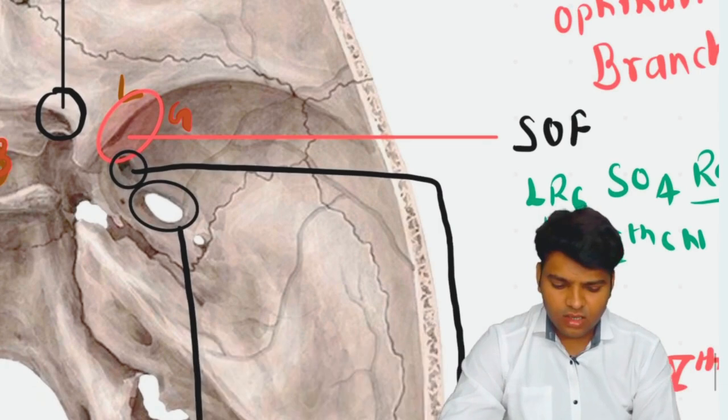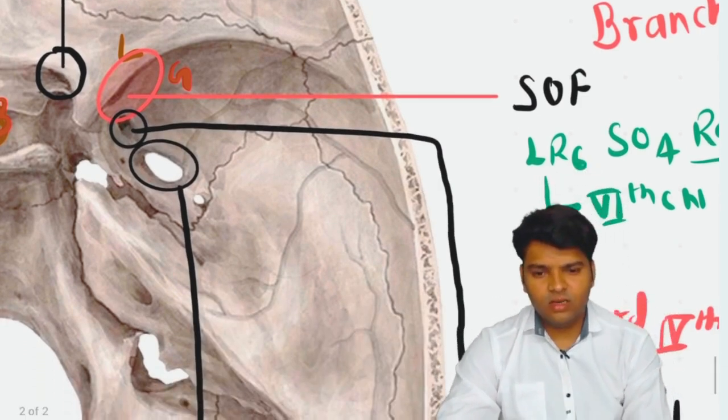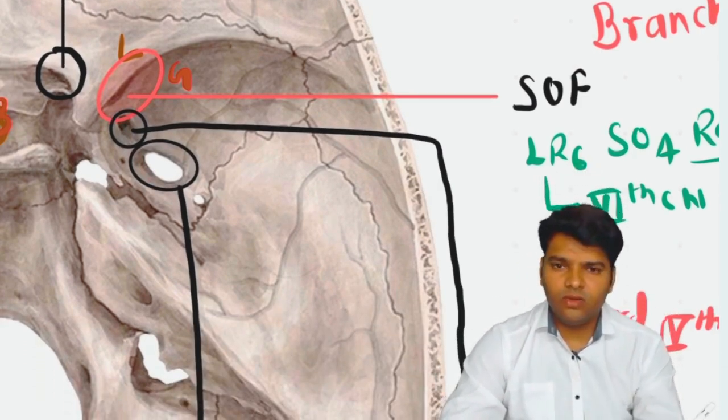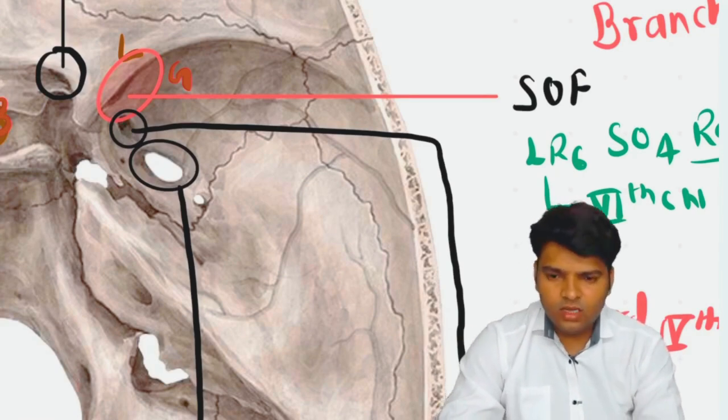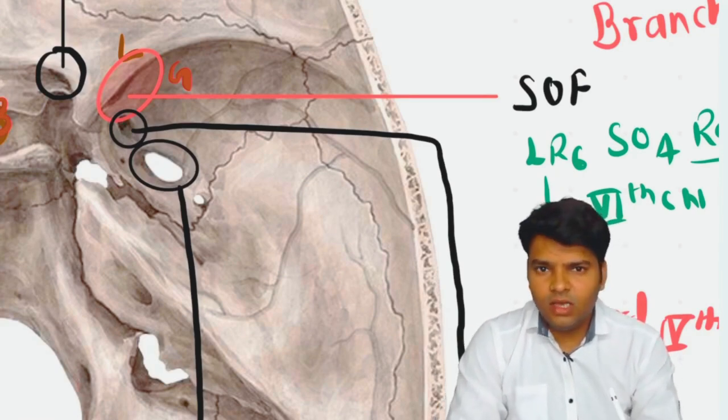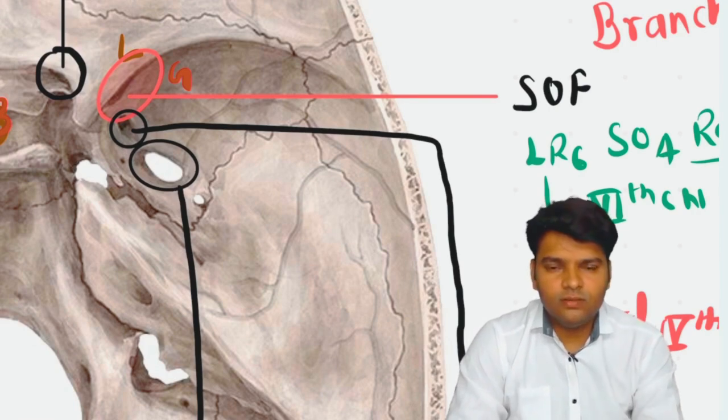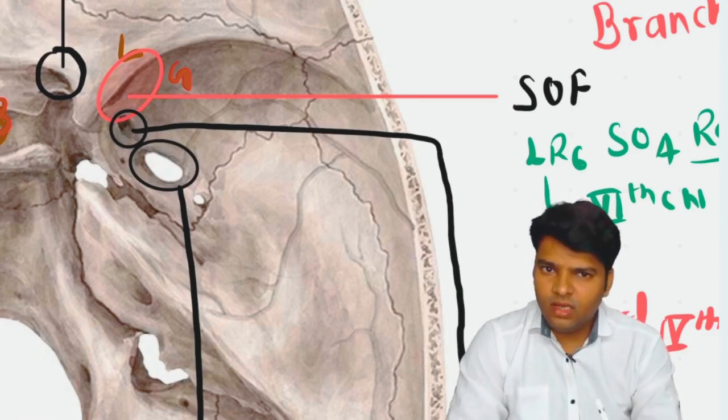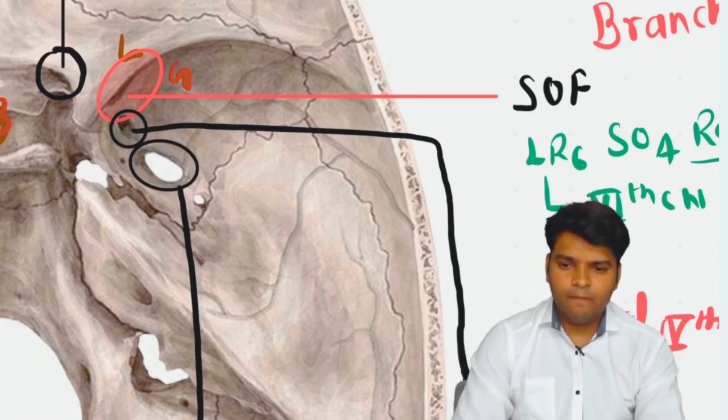And after the superior orbital fissure, we have seen one more foramen, which is called the foramen rotundum. The structure passing through the foramen rotundum is V2, the second branch of the trigeminal nerve, which is called the maxillary nerve.